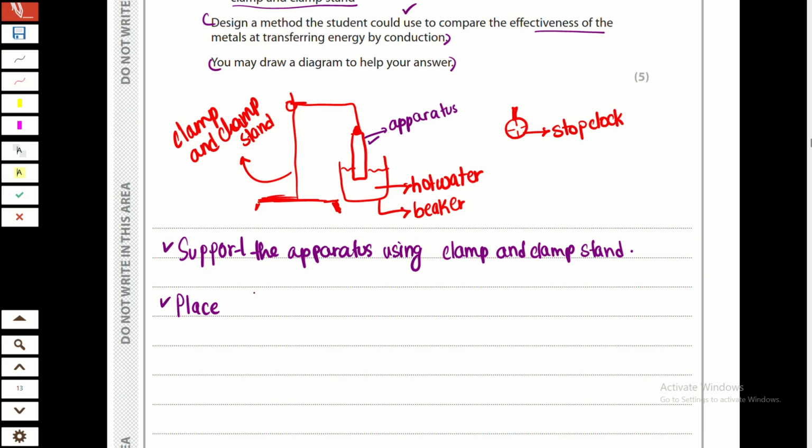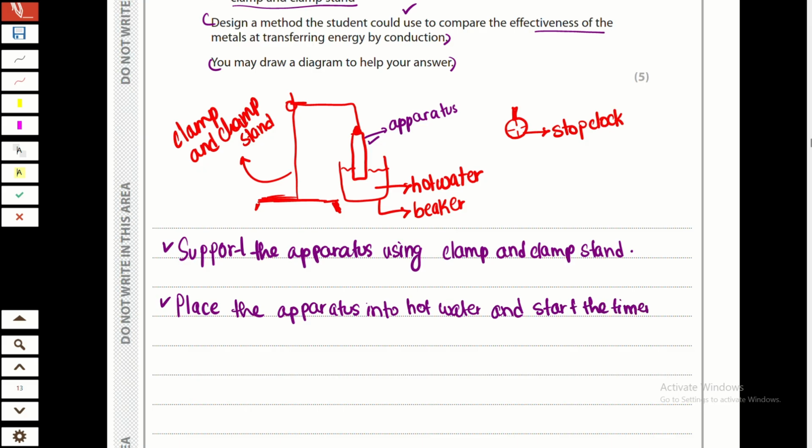Okay, then we will place the apparatus into the hot water and start the timer or stop clock immediately. Place the apparatus into hot water and start the timer immediately.